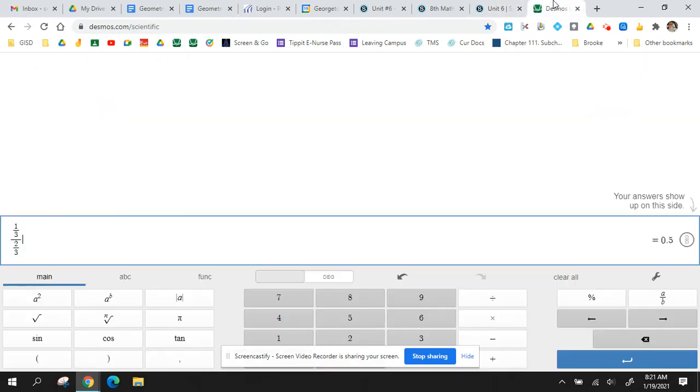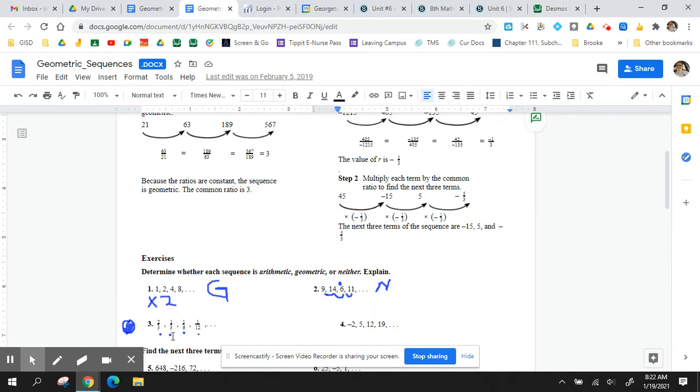All right, so if you go into Desmos, and I typed in 1/3 divided by 2/3, and you could do this for each and every one of them, but you get 0.5 or 1/2. So you knew you were getting smaller every time, and so we actually are multiplying by 1/2. So it is a geometric sequence, and we're going to leave it at that.